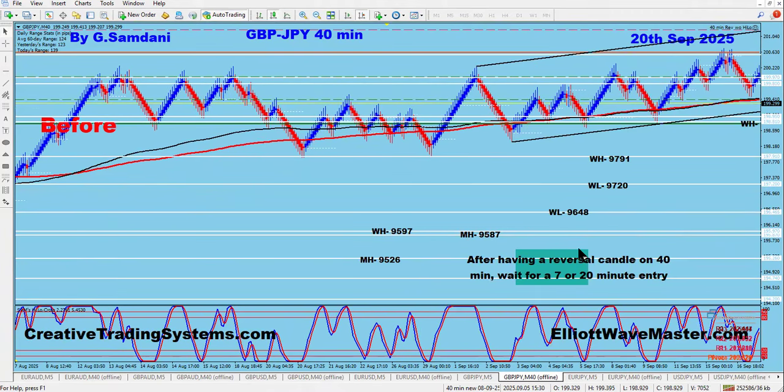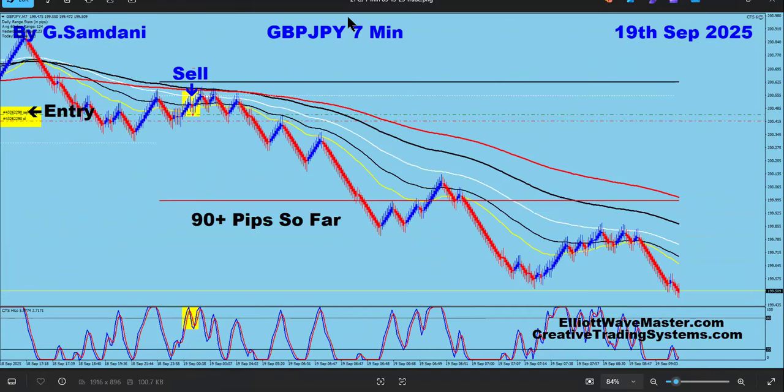Here. After having a reversal candle on a 40-minute chart, then take the entry from the 7-minute chart. And that's exactly what it is. After that, I have the entry from the 7-minute chart.